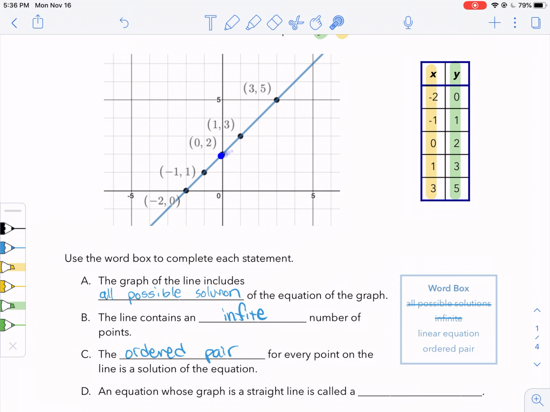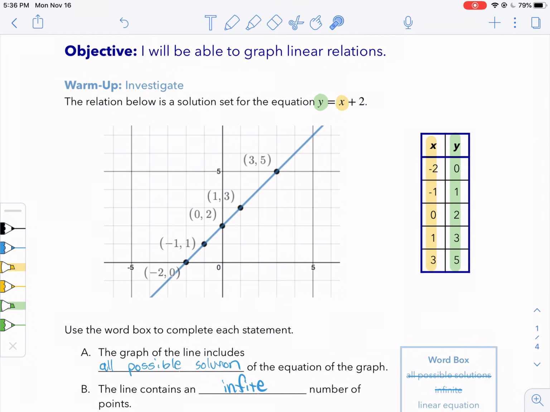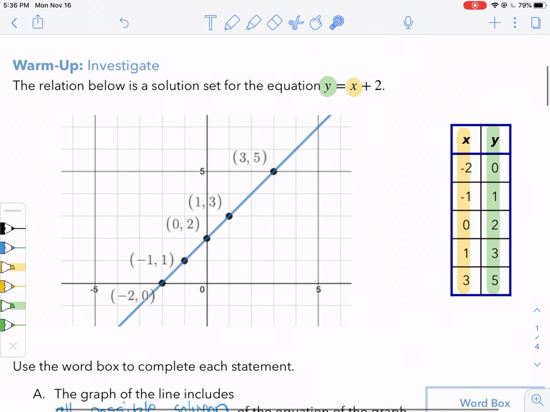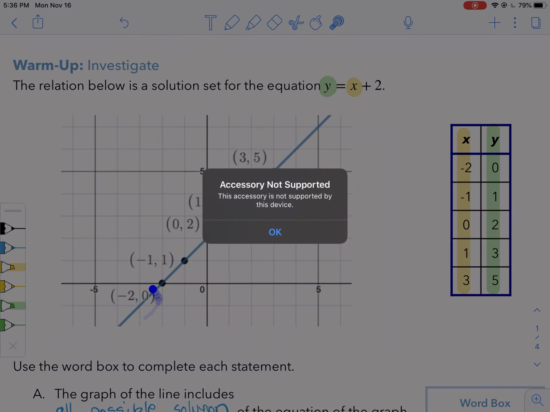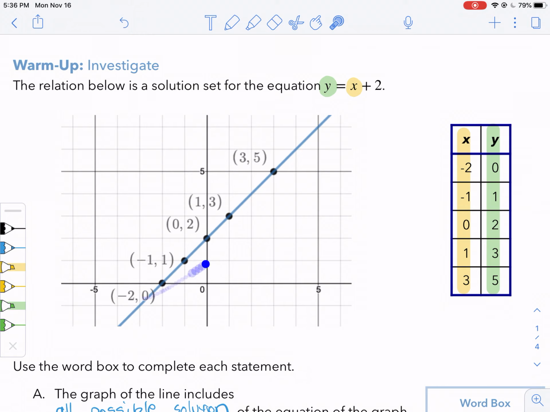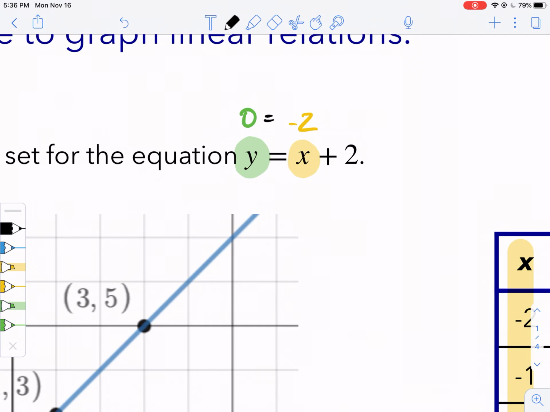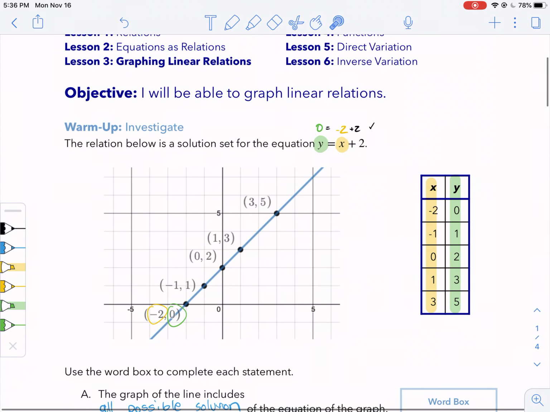So no matter what you pick here, each of these x's and y's will make this statement true. If we look at -2, 0, for example, -2 plus 2 is in fact 0. So if we plug this in where x is -2 and y is 0, is it true that 0 equals -2 plus 2? Yeah, that's true. It's a solution. Each of these is a solution to this line.